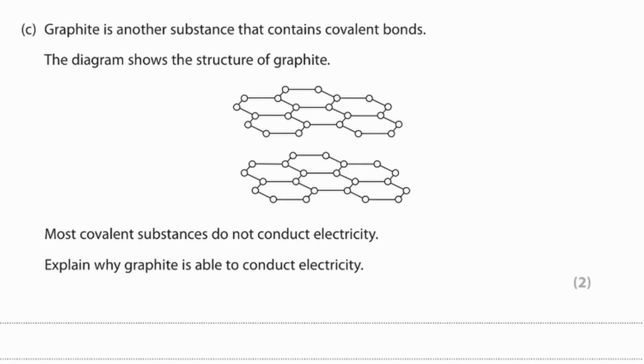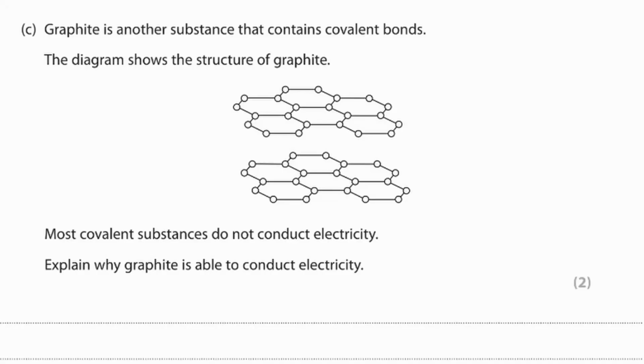Question C. Graphite is another substance that contains covalent bonds. The diagram shows the structure of graphite. Then they give you this diagram. Sometimes they will have a diagram, sometimes they will not. Most covalent substances do not conduct electricity. Explain why graphite is able to conduct electricity.